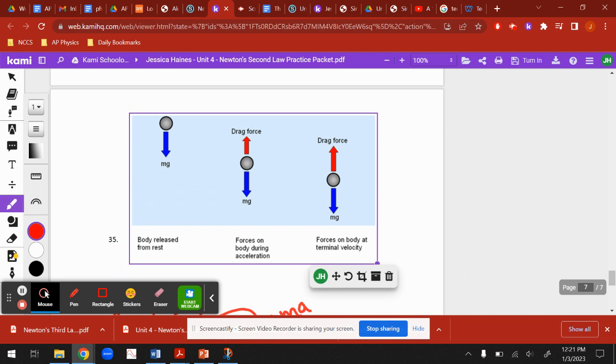If I go up here, there's one other thing I wanted to explain to you, and that is terminal velocity. This is kind of an example of somebody skydiving. When you're skydiving and you first jump out of the plane, all you have happening is your force due to gravity downward, which is mass times gravity.